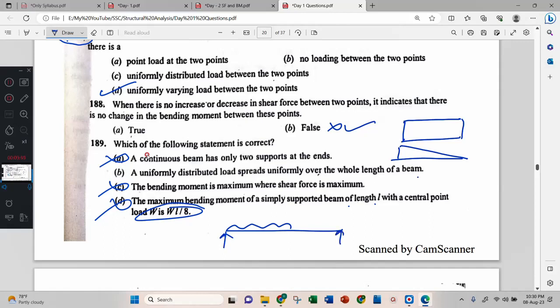Uniform distributed load spreads uniformly over the whole length of the beam. This is wrong. Okay, now we'll come to this one. A continuous beam has only two supports at the ends. See, this is also continuous beam. They are not making any sense. This is also continuous.